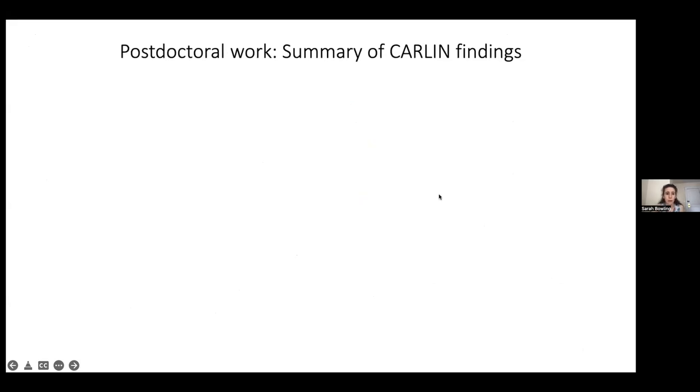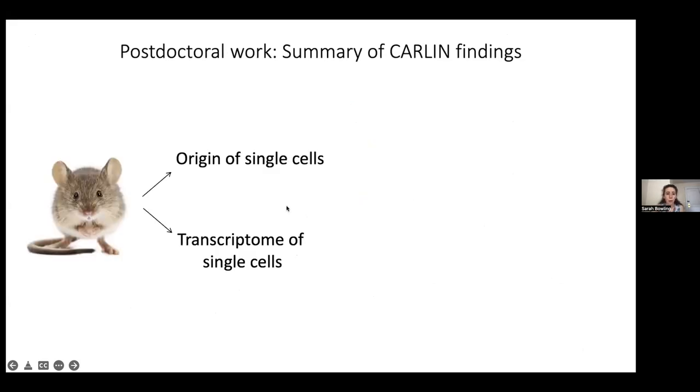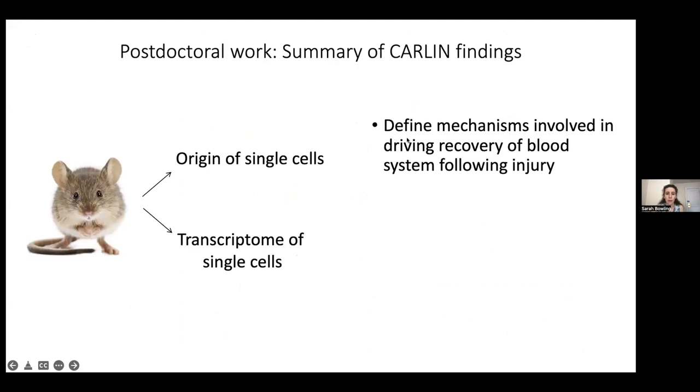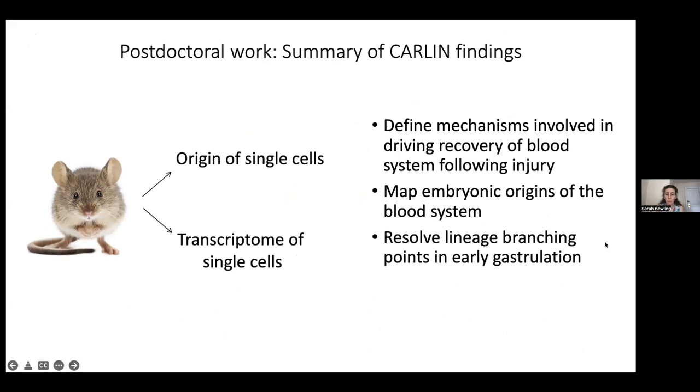So just to summarize my postdoctoral work, Carlin mice have enabled us to define mechanisms involved in driving the recovery of the blood system following injury. We've been able to use Carlin to map the embryonic origins of the blood system. And we've also resolved the lineage branching points in early gastrulation.